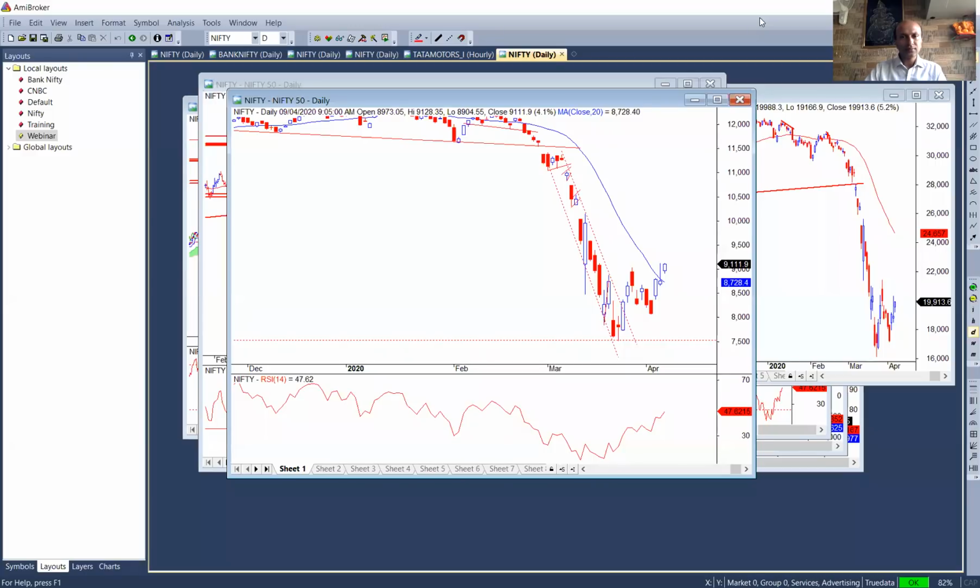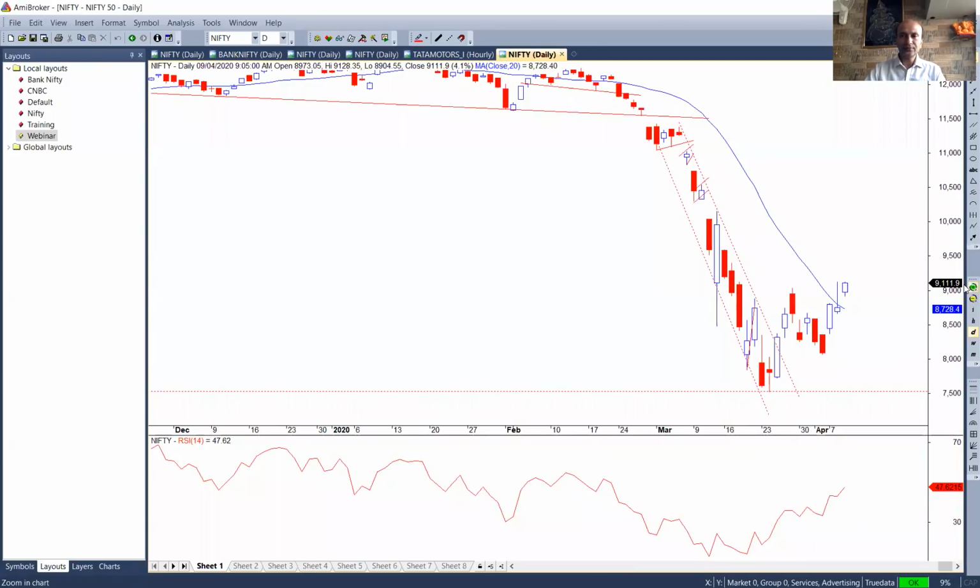Okay, let me zoom the chart. It's not visible. Are you able to see the chart now?